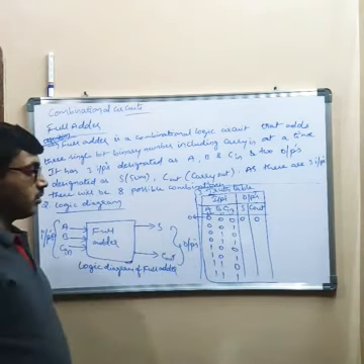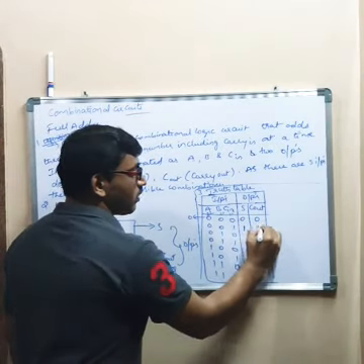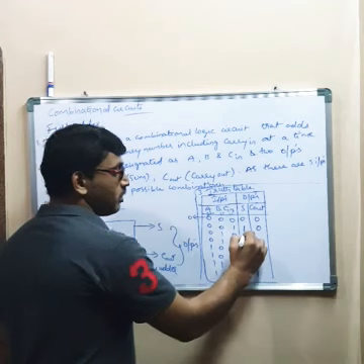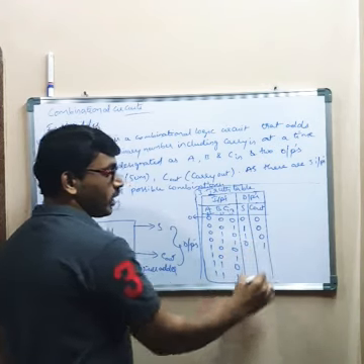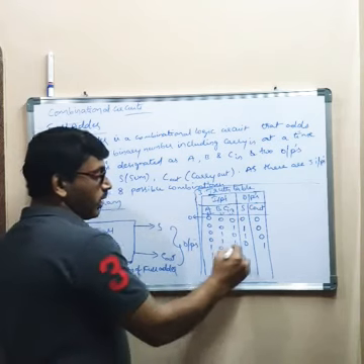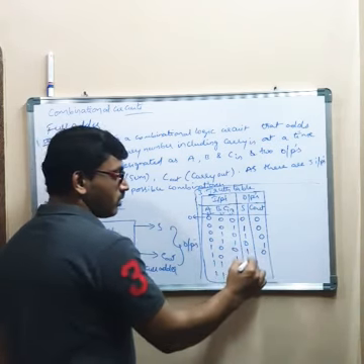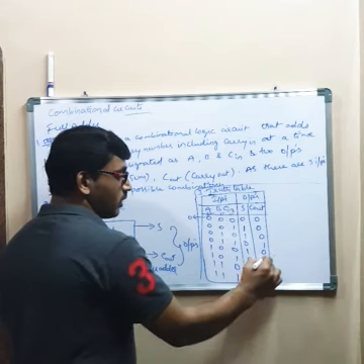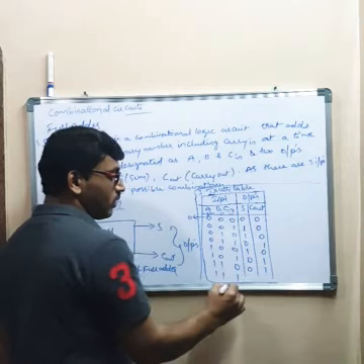0, 0, 1, sum 1, carry 0. 0, 1, 0, sum 1, carry 0. 0, 1, 1, sum 0, carry 1. 1, 0, 0, sum 1, carry 0. 1, 0, 1, sum 0, carry 1. 1, 1, 0, sum 0, carry 1.